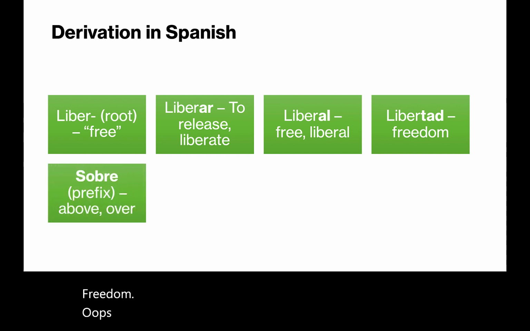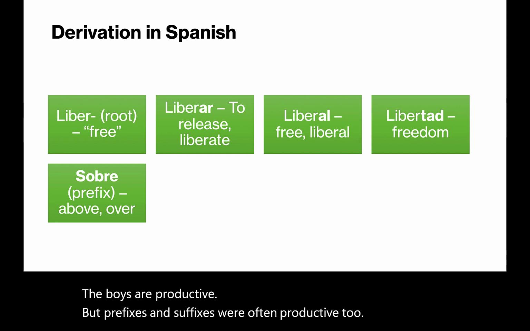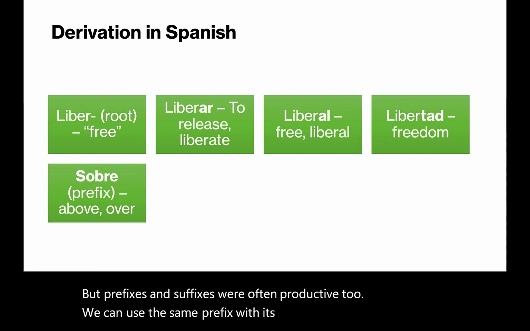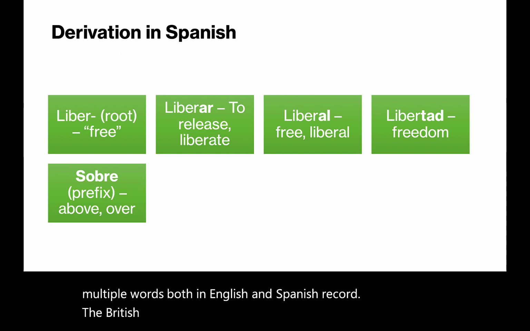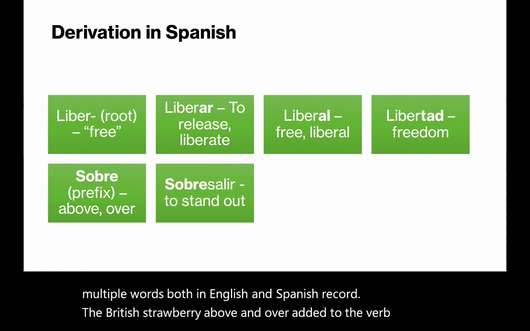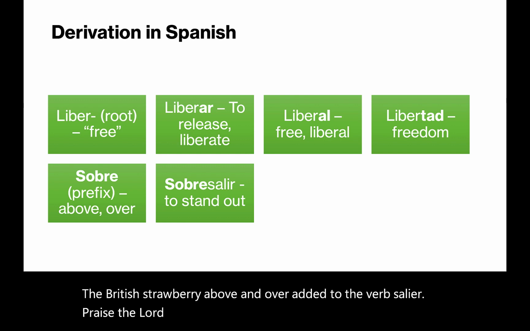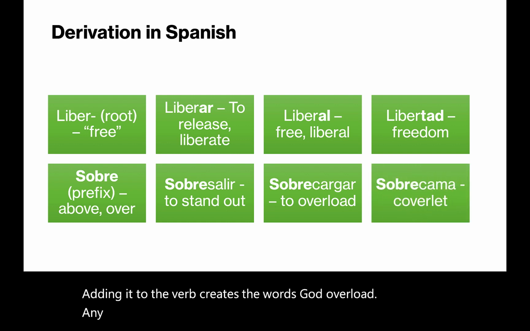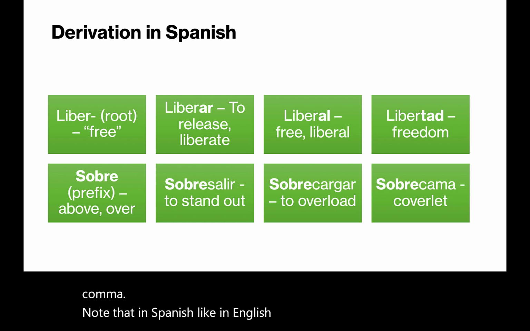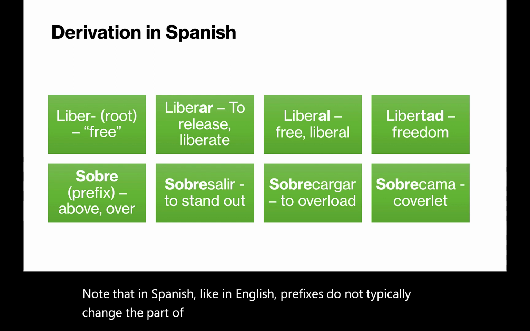Roots, of course, are productive, but prefixes and suffixes are often productive too. We can use the same prefix with its consistent meaning to form multiple words, both in English and in Spanish, of course. The prefix sobre, above and over, added to the verb salir, creates the verb sobresalir, to stand out. Adding it to the verb cargar creates the verb sobrecargar, overload. Adding it to the noun cama, bed, creates another noun, sobrecama, a coverlet. Note that in Spanish, like in English, prefixes do not typically change the part of speech, only the word's meaning.